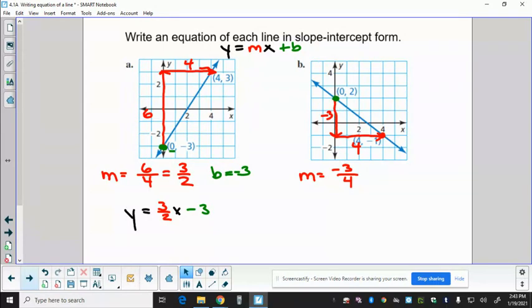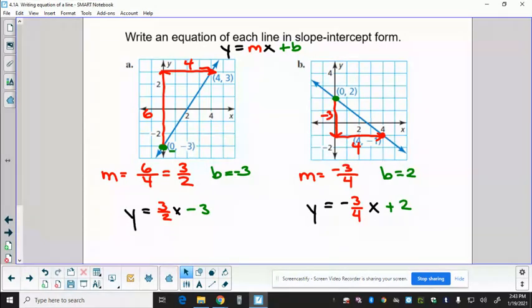Let's write the equation. Y equals M X plus B. Everybody try both of those. Let's see how you do.